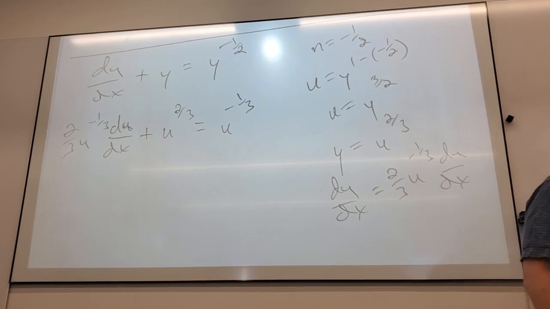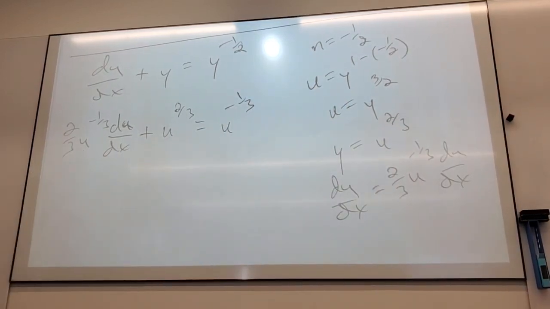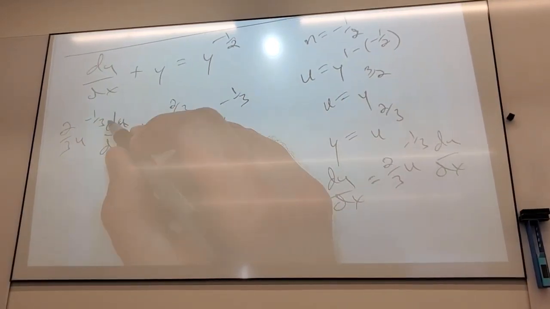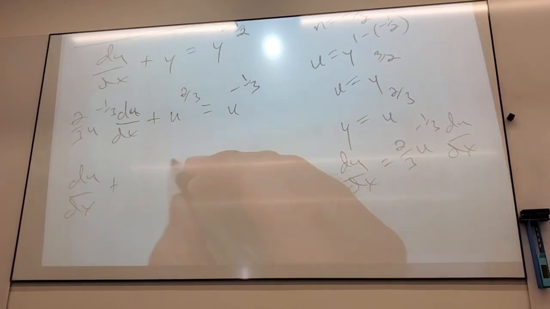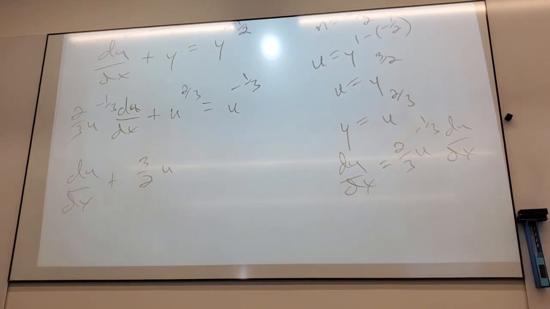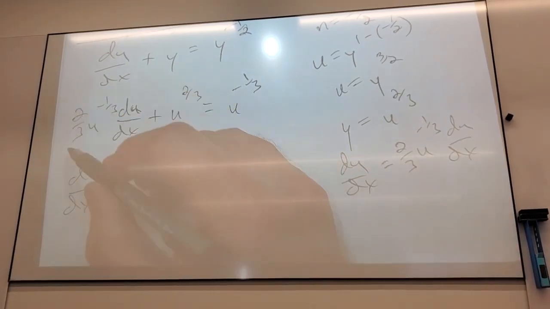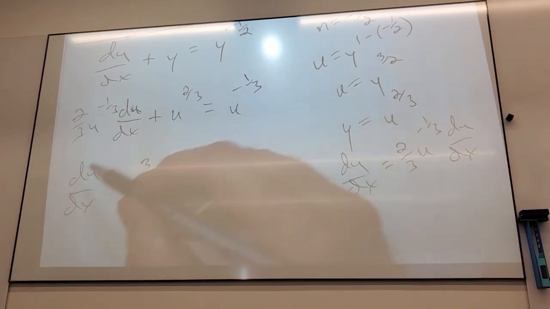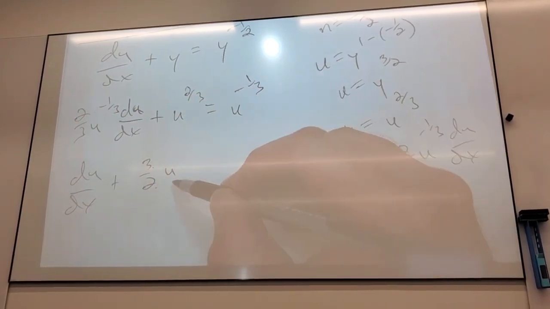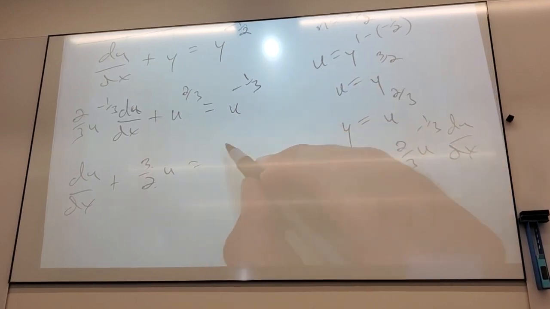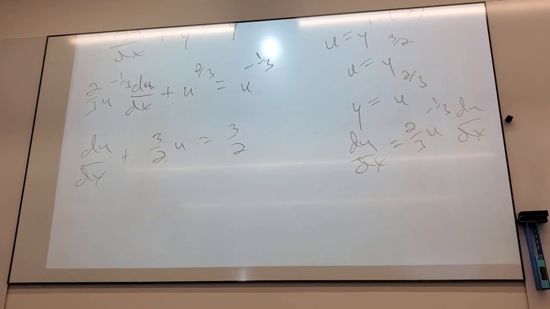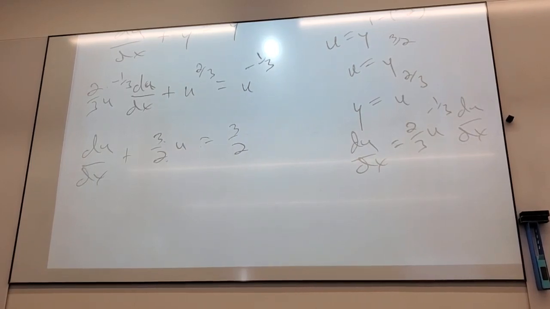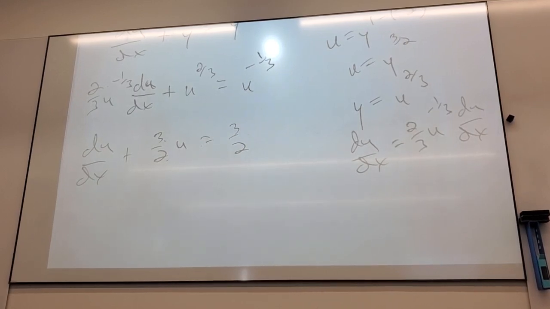As a coefficient, right? So if I multiply everything by 3/2 u to the 1/3, is that cool? You guys with me? If I multiply by 3/2 u to the 1/3, this goes away. This becomes 3/2, that becomes a whole u. And this just becomes 3/2. Okay. And now that's linear, right? Okay, I like it.